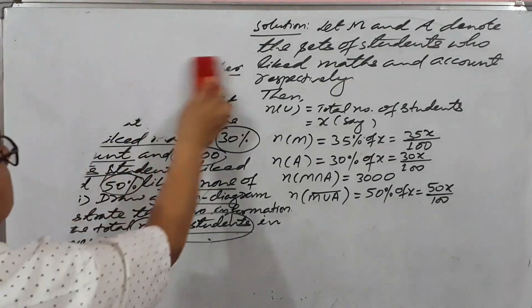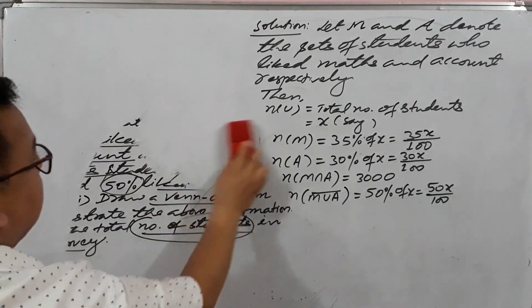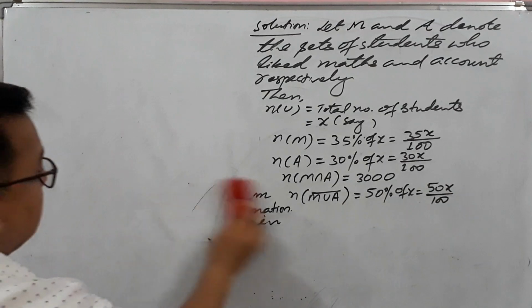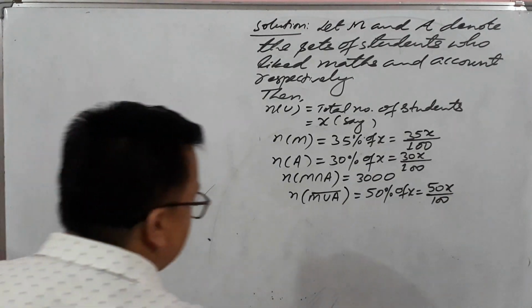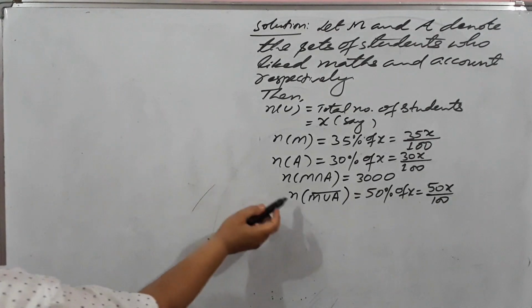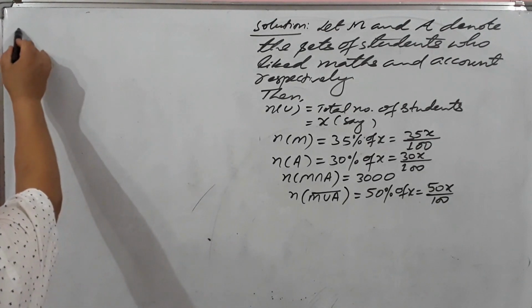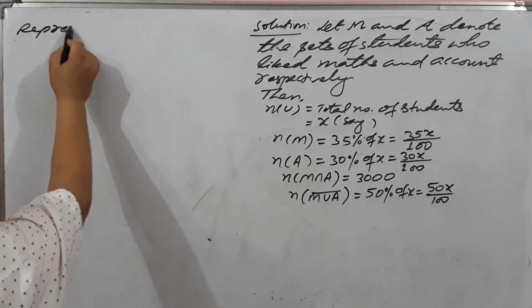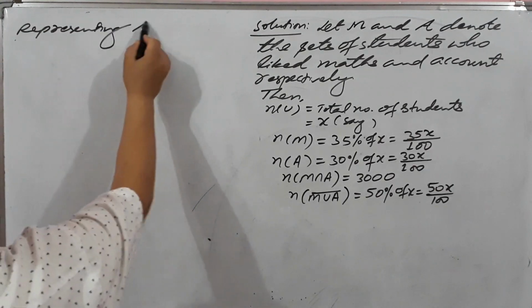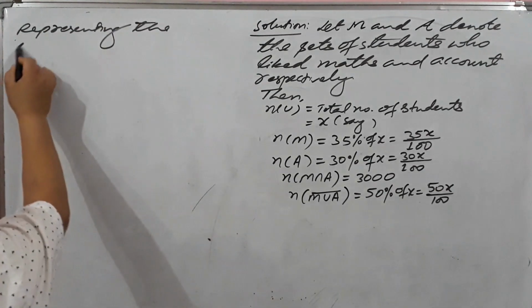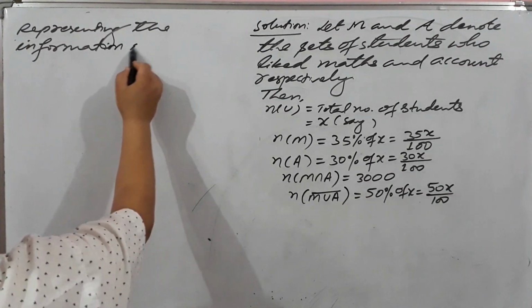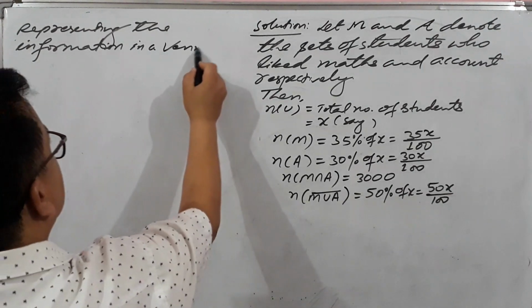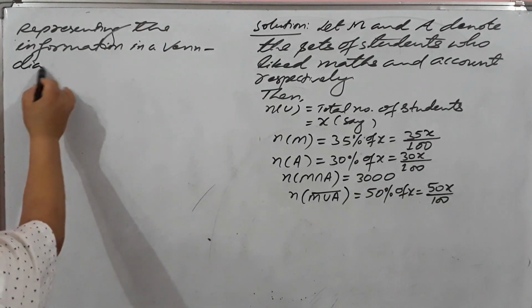Two things. We have to represent the information in a Venn diagram, and then we have to find out the total number, right? So how to find out? Let's see. After this, I'm writing here: representing the information in a Venn diagram.